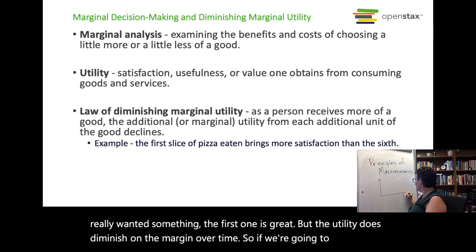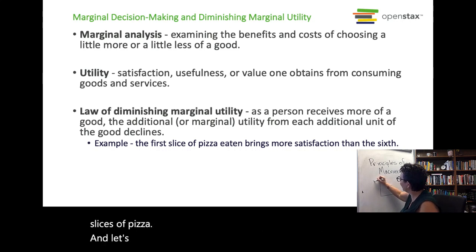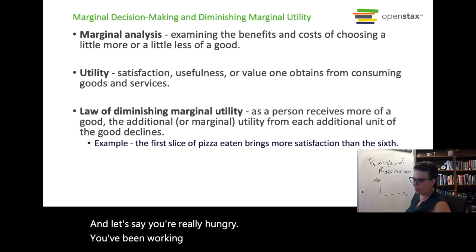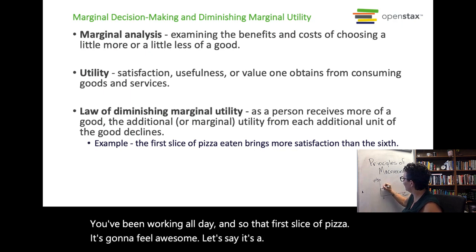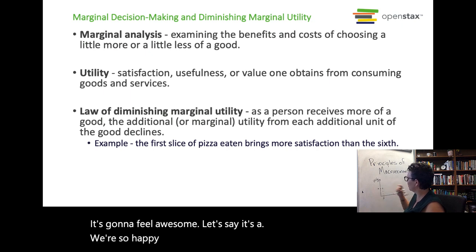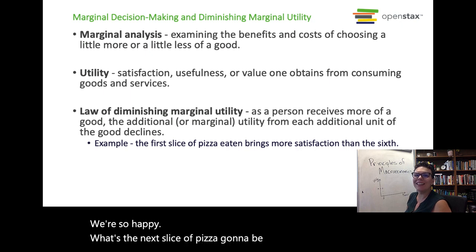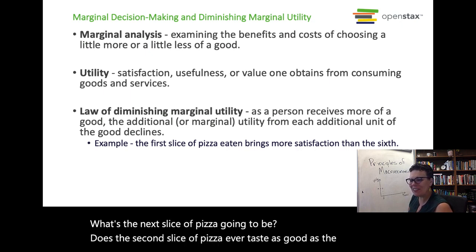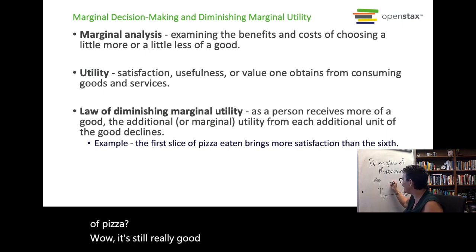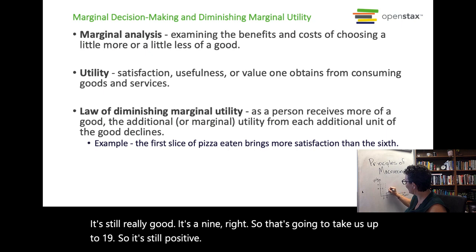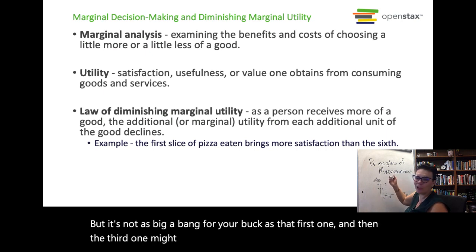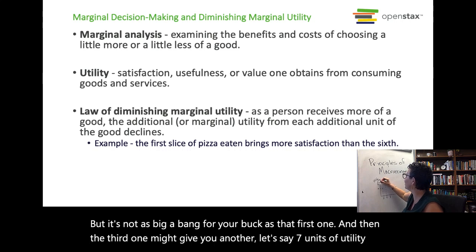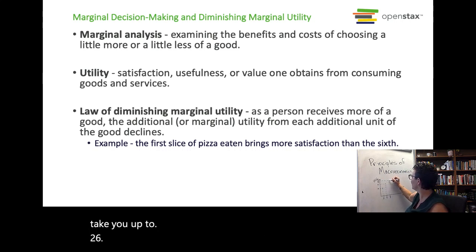So if we're going to talk about slices of pizza, and let's say you're really hungry, you've been working all day, and so that first slice of pizza is going to feel awesome. Let's say it's a 10. We're so happy. What's the next slice of pizza going to be? Does the second slice of pizza ever taste as good as the first slice of pizza? Well, it's still really good. It's a 9, right? So that's going to take us up to 19. So it's still positive, but it's not as big a bang for your buck as that first one. And then the third one might give you another, let's say, 7 units of utility, take you up to 26. This is not to scale.